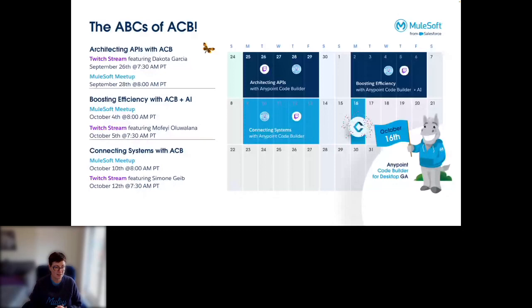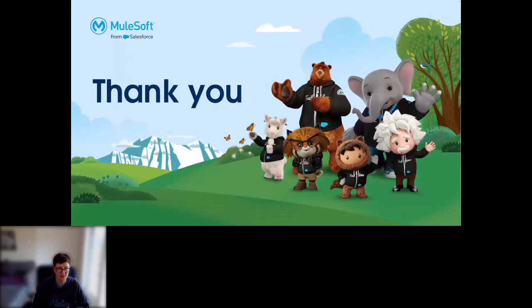So again, to recap, this was the third session in the ABCs of ACB. The first one focused on architecting APIs, the second one on boosting efficiency with ACB and AI, and the third one on connecting systems. I'm sure Manik shared the recordings for the first two, and he will in future share the recording of this session as well. There will be a Twitch stream on Thursday, and there will be a webinar coming up, a GA webinar, and I think there is a meetup next Monday as well. So stay tuned.